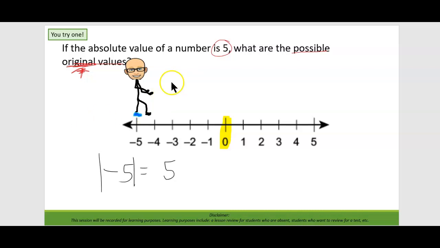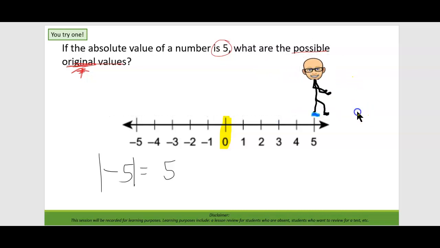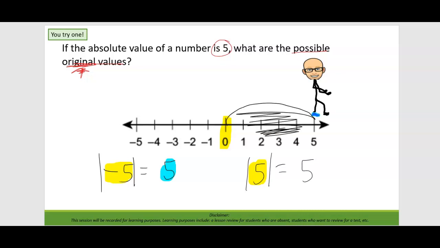Now, what else could it be? You could go to the right. That's still 5, but that's to the +5. So if you take a distance from 0 and you go 5 units, you could either go 5 units to the left and end up with 5 units, or you can go 5 units to the right and end up still having traveled a distance of 5 units. Either way, 5.